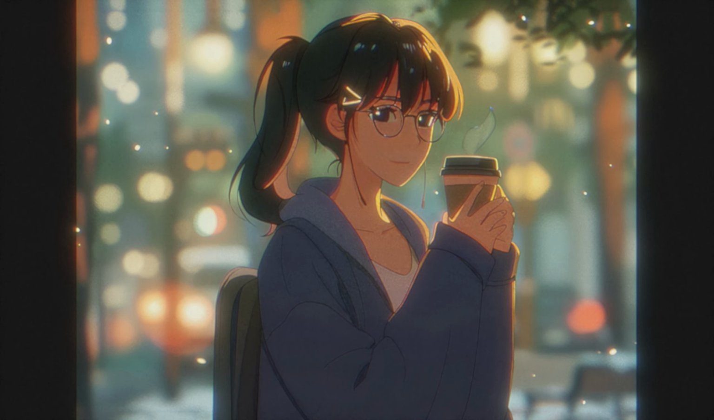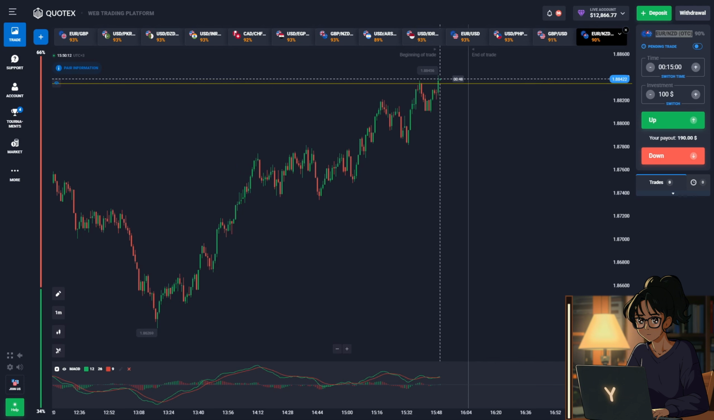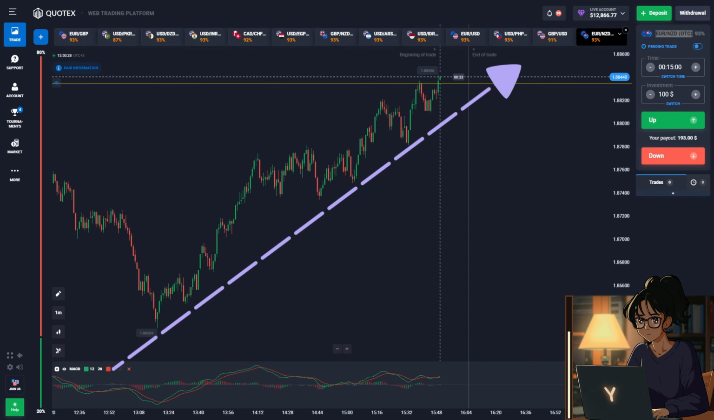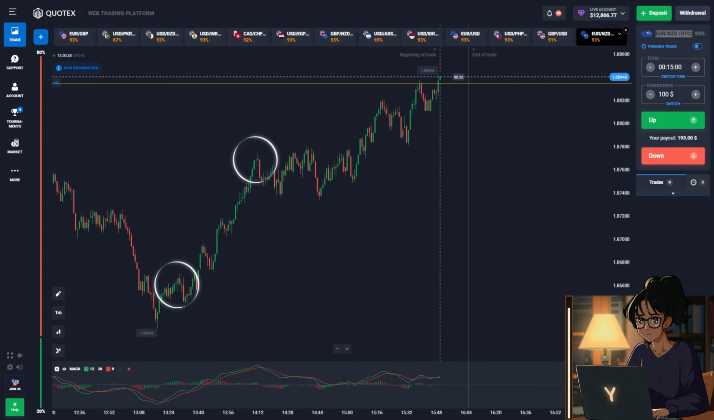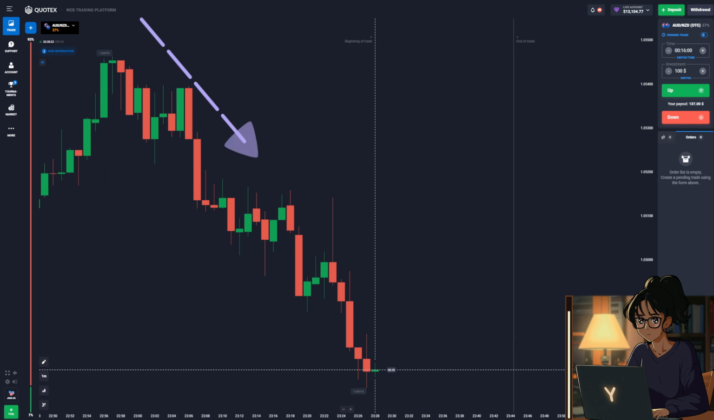Step 1. Identify the trend. Before you can trade with the trend, you need to know what it is. A trend is when the price is moving in one direction, consistently, not randomly. If each new high is higher than the last, and the lows are also rising, it's an uptrend. If highs and lows are getting lower, that's a downtrend.